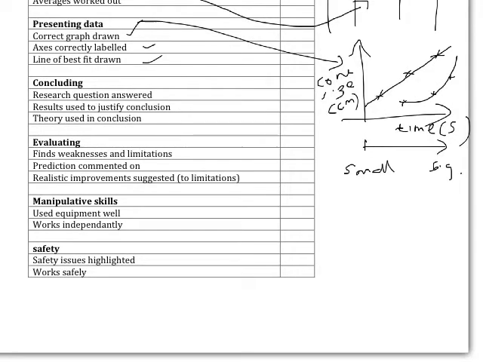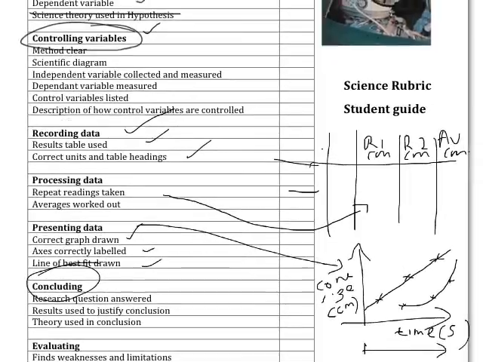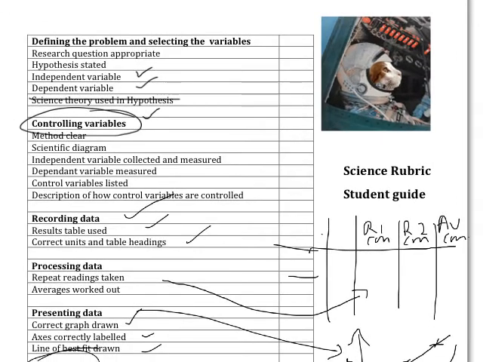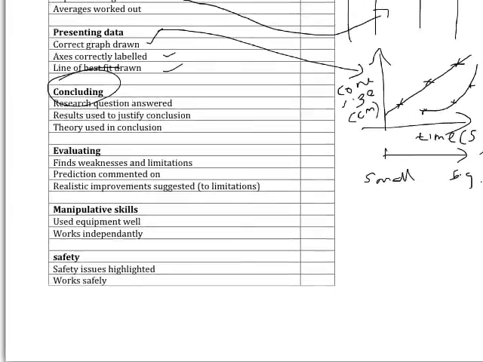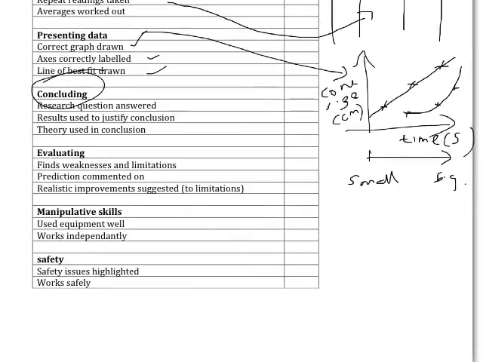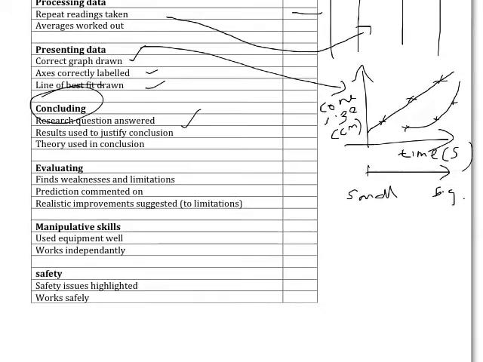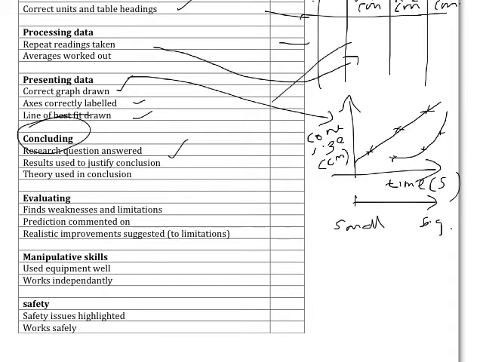Now concluding, this is where it starts to get a bit challenging. The first thing that you must do is to go back to your research question, all the way over here, so it was ages ago, and you make sure that you've answered it. Okay, so regardless of what it was, you make a statement answering that research question. Then you use your results. Now you can do that by using your results table and actually adding numbers to your explanation, or you can use the results from your graph.